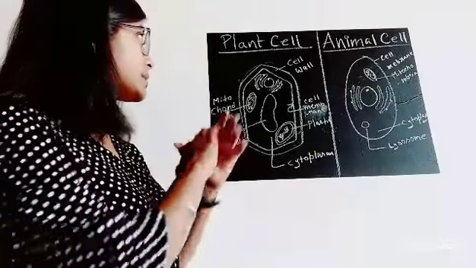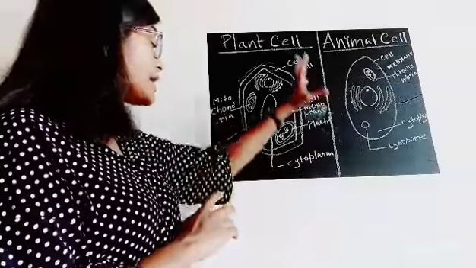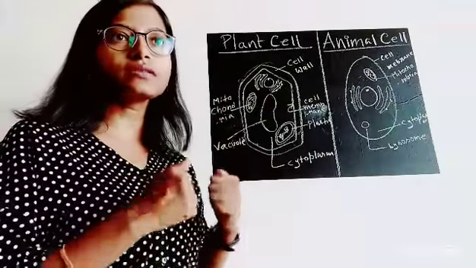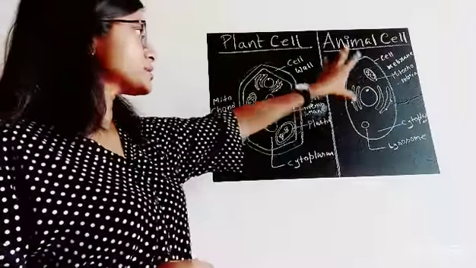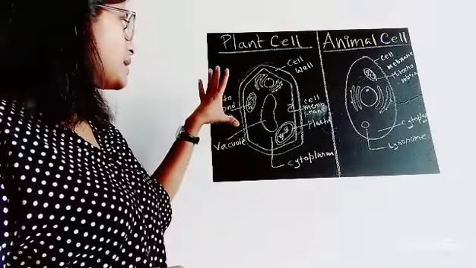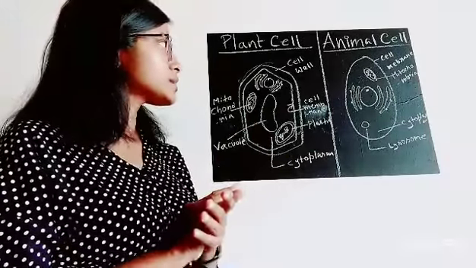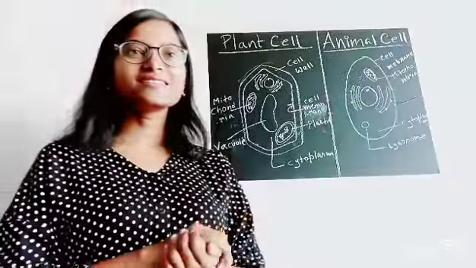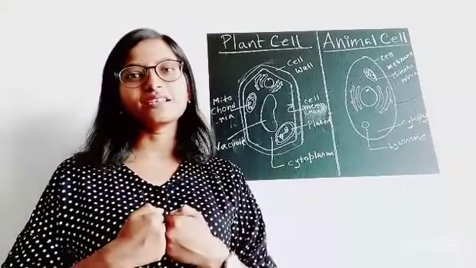Okay. For the structure or shape, the size of the plant cell is quite large compared to the animal cell. The plant cell has a larger size, animal cells are smaller in size. Okay, so this is the basic difference between plant and animal cells.